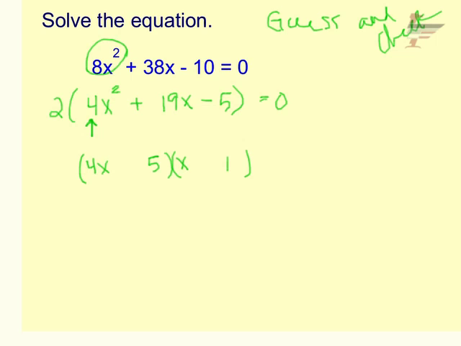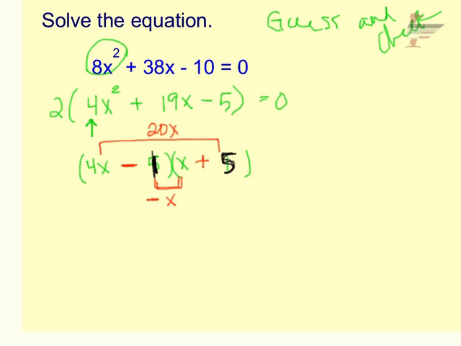So the first thing I would try is let's switch the 5 and the 1. Let's make this the 1 and this the 5. And now we're just going to try this again. You check those outside and inside terms. So we have 4x times 5 is a 20x, and 1 times x is an x. And remember, if one of these is negative, can I end up with that 19x in the middle? Well, yeah, negative x would work because 20x minus x is 19x. So to get this to be a negative x, that must be a minus 1, which means that has to be a plus 5.